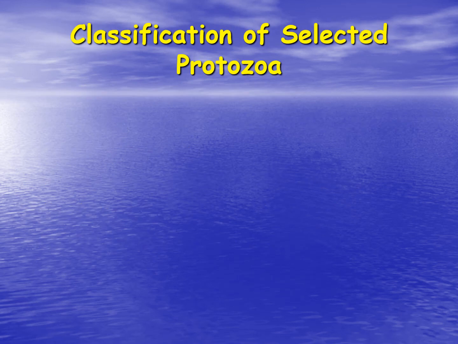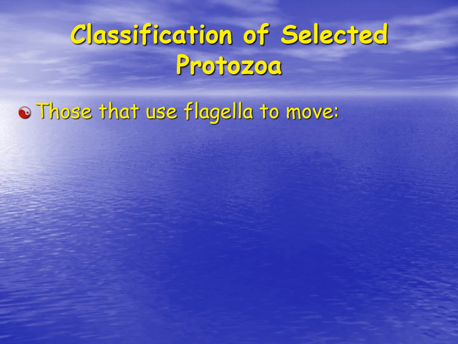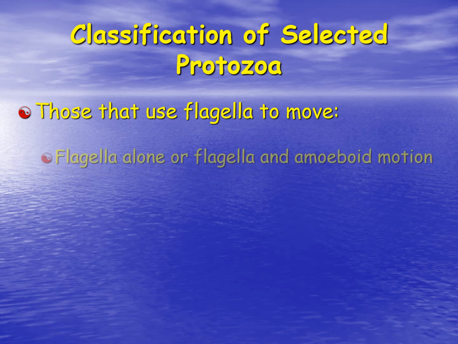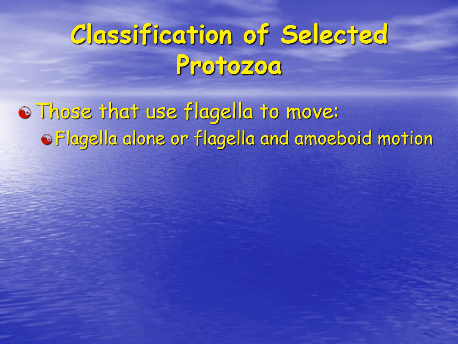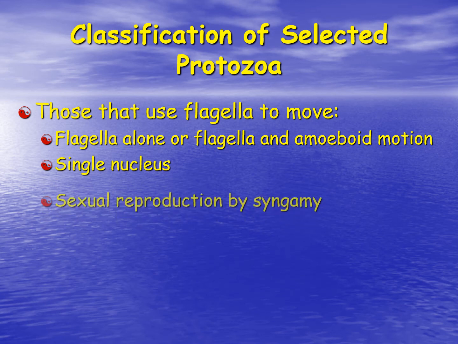So we can classify certain protozoa based upon how they use their flagella to move. Some have a flagella alone, or a single flagellum, or some have a flagella and amoeboid motion together, or some have a flagella and an undulating membrane. They certainly all have the single nucleus because they are eukaryotic cells.